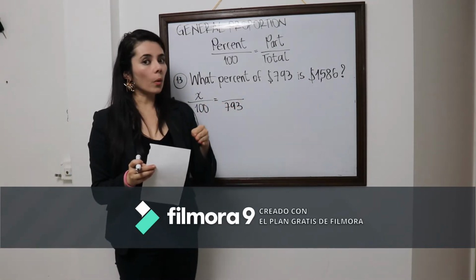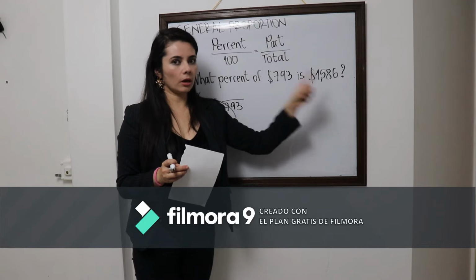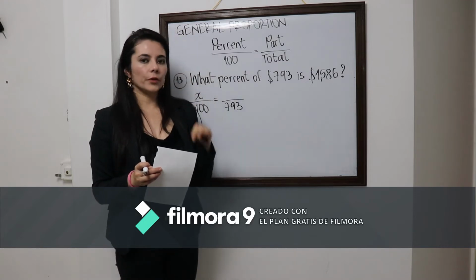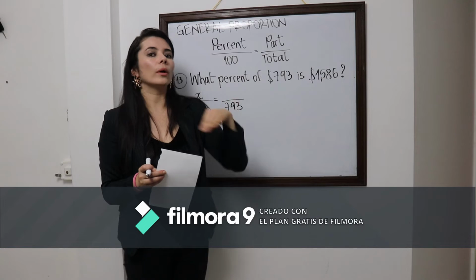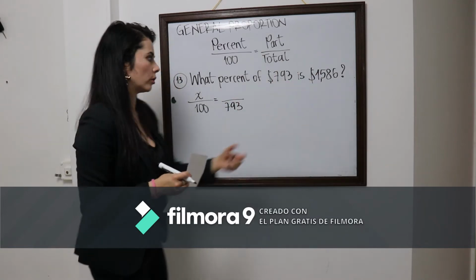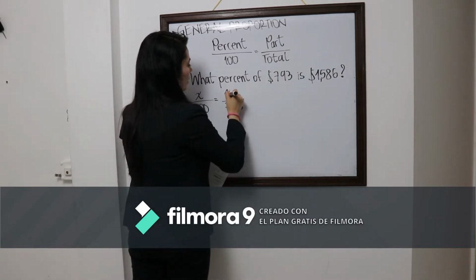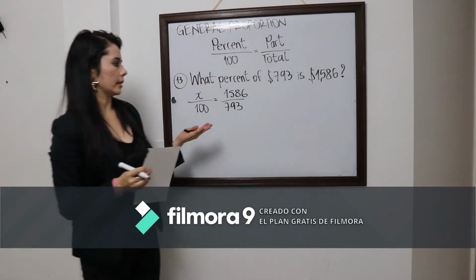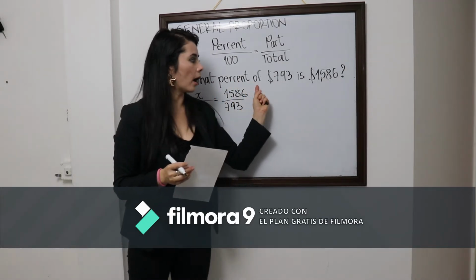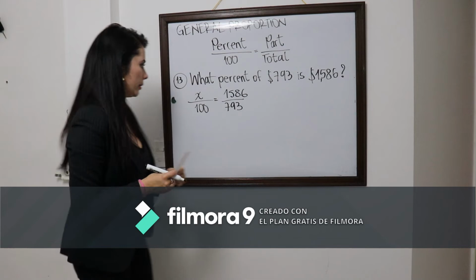Careful, because not always the bigger number is gonna be the total. Please don't get confused by that, because we can actually have percentages greater than 100, and we know that is more than the total, right? The original total. So here's gonna be the 1,586. So percent of, that of tells me what the total is.